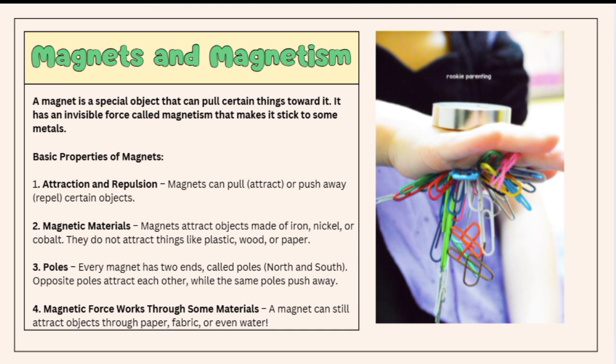Then, third, poles. Every magnet has two ends, called poles, the north and the south poles. Opposite poles attract each other while the same poles push away. And the last, magnetic force works through some materials. A magnet can still attract objects through paper, fabric, or even water.